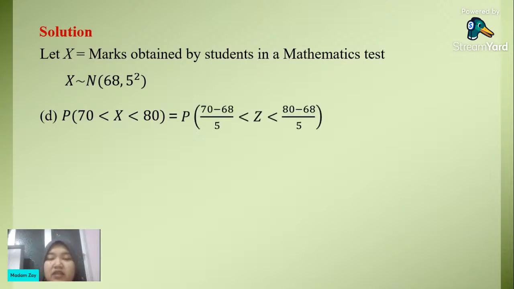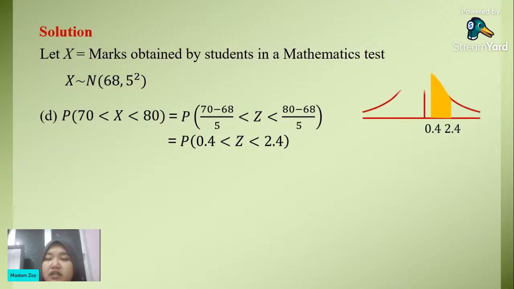And example D. Probability of x from 70 to 80. In between 70 and 80, first of all, standardize. Use the formula. We get the probability of z in between 0.4 and 2.4. On the bell-shaped graph, we have 0.4 and 2.4 both on the right side of 0. To get the area between 0.4 and 2.4, we take the bigger triangle and subtract the smaller triangle.